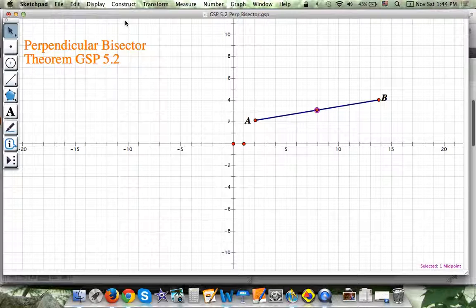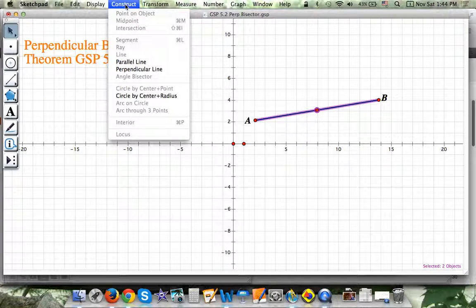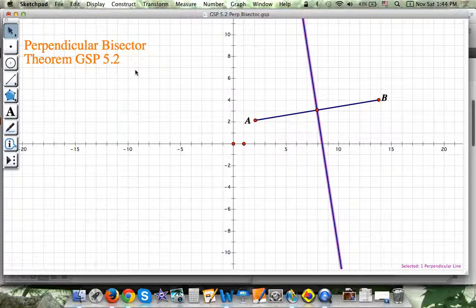But we want a perpendicular line that goes through this bisector. So go ahead and make sure that's clicked, and click on line AB as well. And you should be able to click on construct and go down to perpendicular line. And now we have a perpendicular bisector to segment AB.